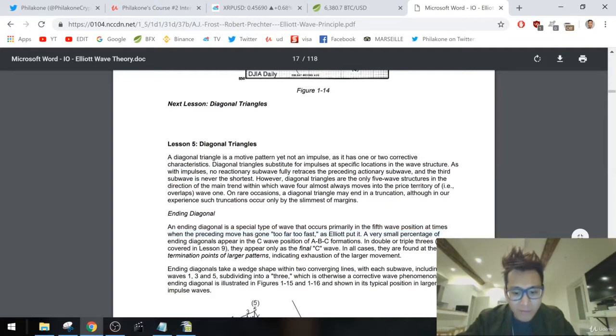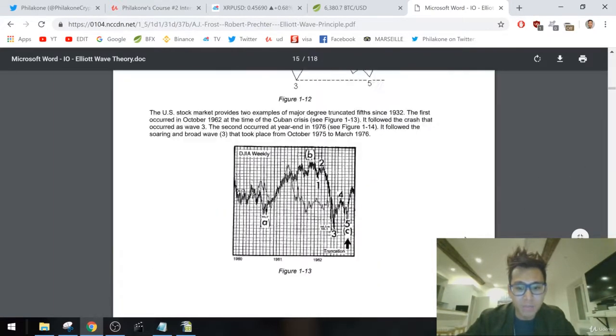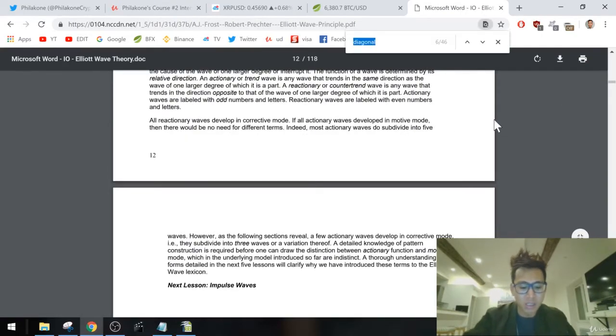And right here, a very small percentage of ending diagonals appear in the C wave of a position, right? Ending diagonals are primarily found in the 5th wave, whereas leading diagonals are found in the 1st wave and also the A wave structure as well. So just as an example, this figure right here is an ending 5th wave diagonal. Notice how it goes 1, 2, 3, 1, 2, 3, 1, 2, 3, 1, 2, 3, 1, 2, 3, right? That usually comes in the case of perhaps a 3, 3, 3, 3, okay? I'm going to talk to you guys about it as well. Notice right here, I'm going to show you guys a diagonal.